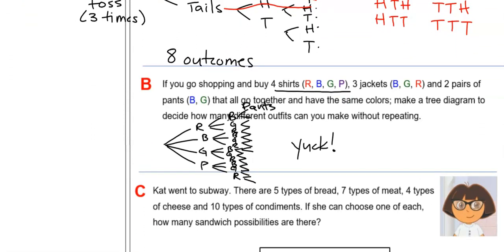If we go back down to our letter B, which got too messy to even put up with, we could use our fundamental counting principle and say, okay, we had 4 shirts, 3 jackets, and 2 pairs of pants. 4 times 3 is 12. 12 times 2 is 24. There are 24 possible outcomes. All right. And we sort of have the tree diagram started. So if we really wanted to find an outfit there, I think we could.